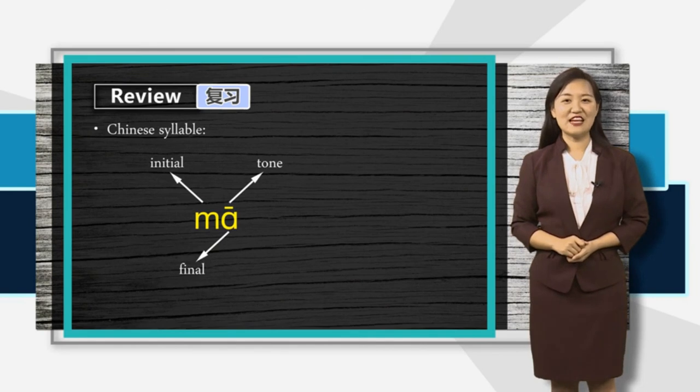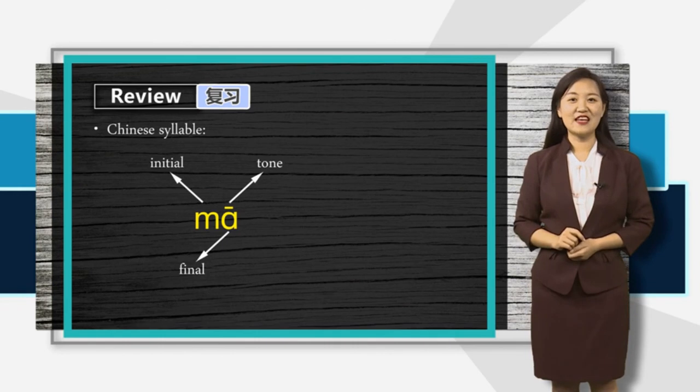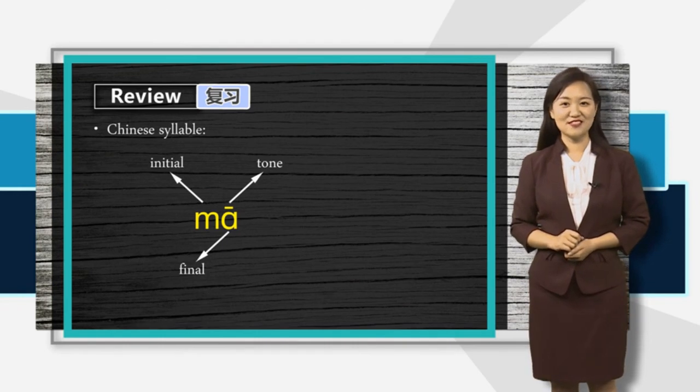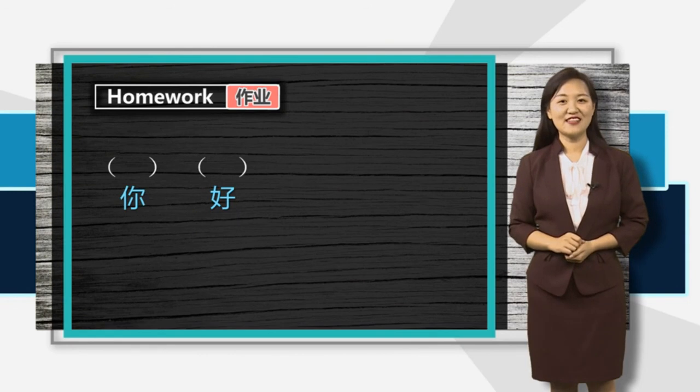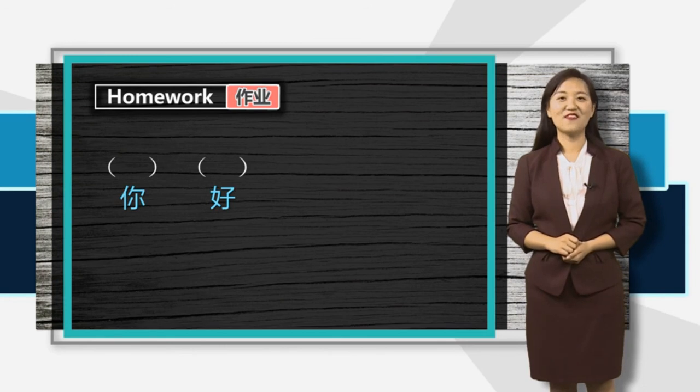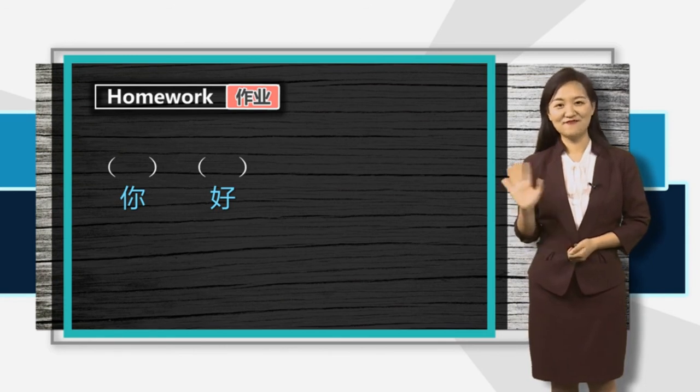Today we have learned Chinese syllables, which include 3 parts: the initials, finals, and tones. Please write down the pinyin for 你 and 好 after class. Okay, see you next time.